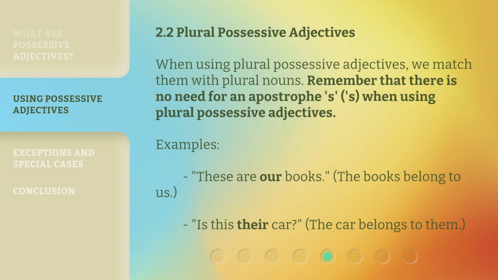2.2 Plural possessive adjectives. When using plural possessive adjectives, we match them with plural nouns. Remember that there is no need for an apostrophe s when using plural possessive adjectives. Examples: these are our books. The books belong to us. Is this their car? The car belongs to them.